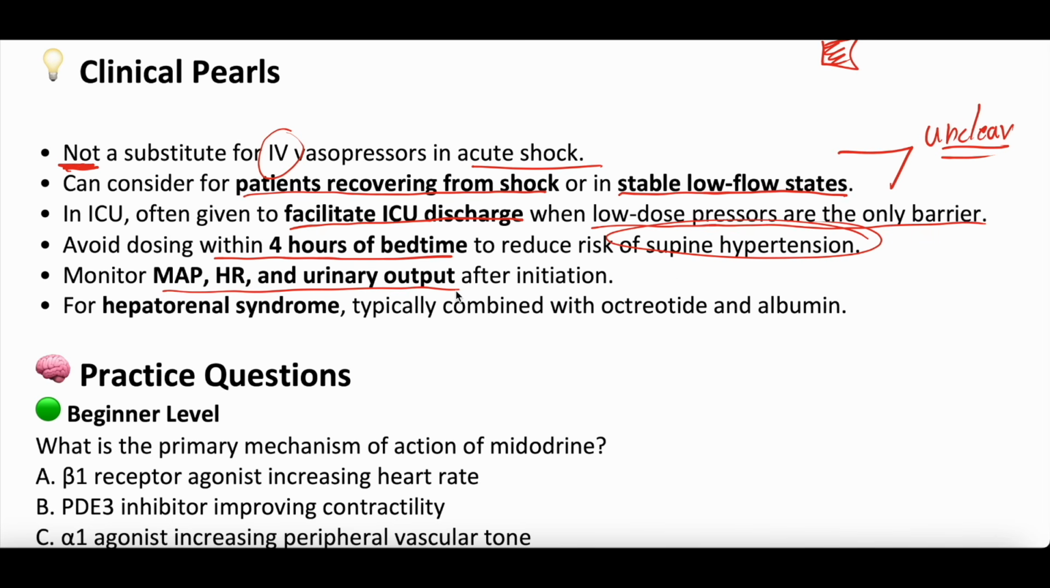Monitor MAP, heart rate, urinary output after initiation, right? This can cause reflex bradycardia, it can cause supine hypertension, and cause urinary retention. And then for hepatorenal syndrome, it's typically combined with octreotide and albumin, but again, we're not really talking about hepatorenal syndrome in this episode. All right, you guys ready for some practice questions?